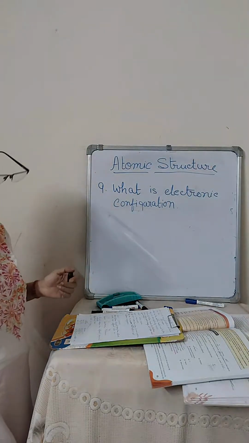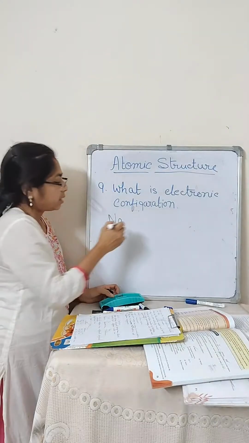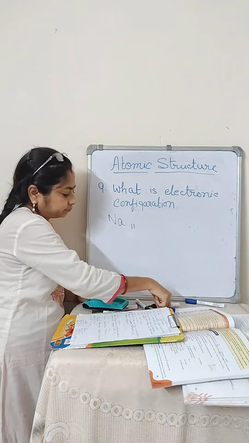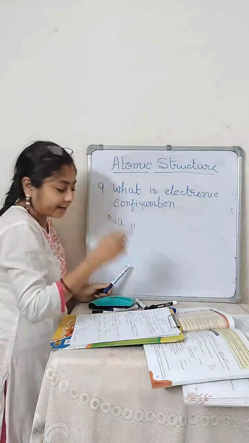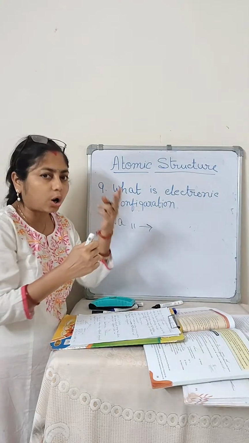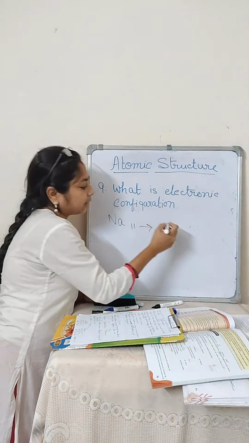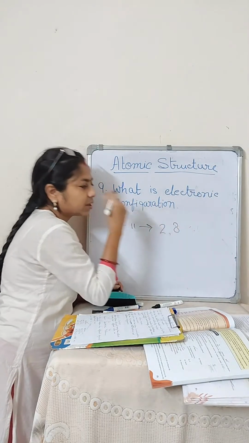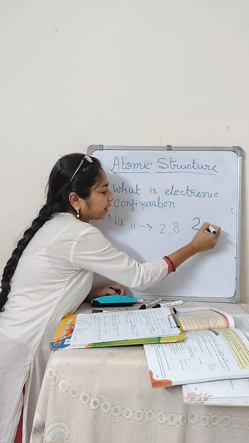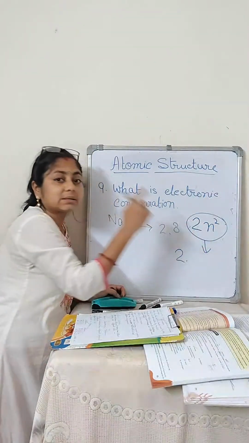Now, I give an example. Sodium. Atomic number is 11. Now I tell what the configuration is. First I tell the division. In the shells, the K shell always has 2 electrons. The L shell has 8 electrons, and the formula is 2n square. They follow this formula. n means the number of the shell.